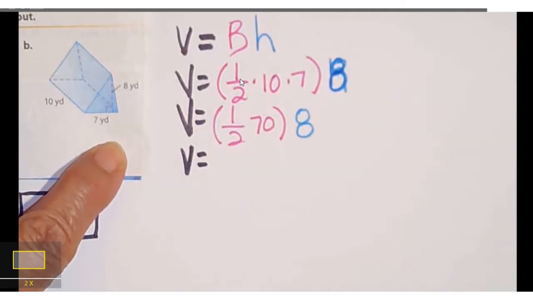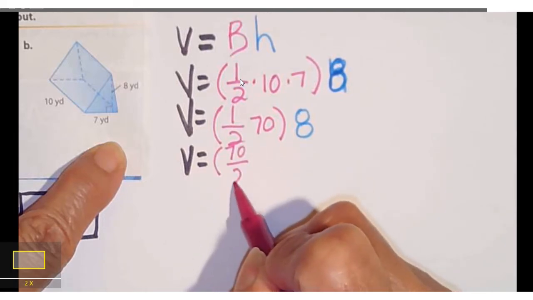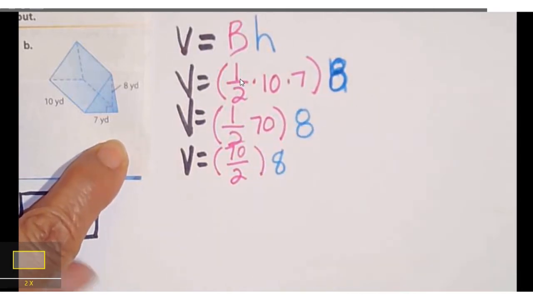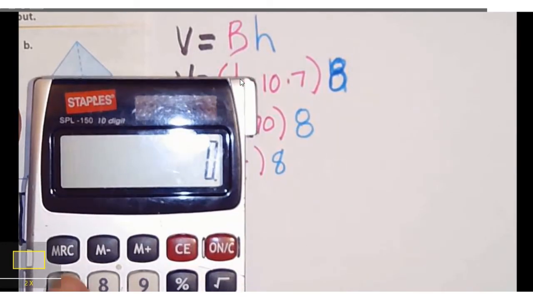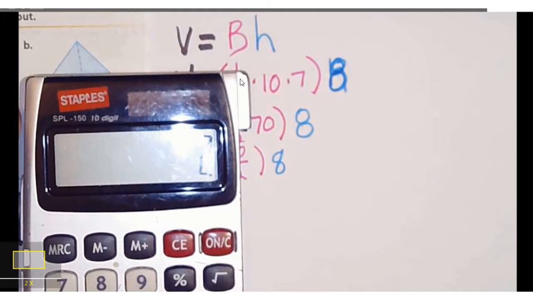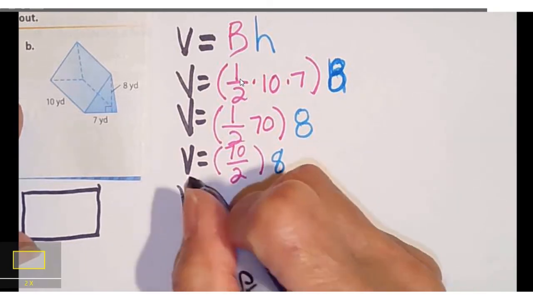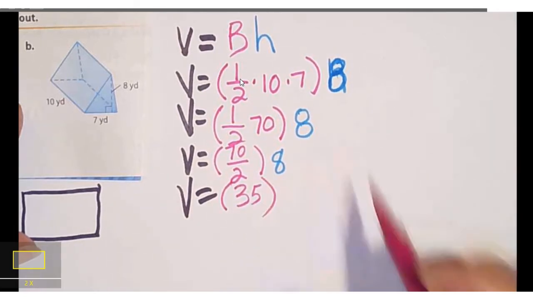Volume equals 70 over 2. And the 8 is on the outside. There we go. So now 70, using my calculator, divided by 2, 70 divided by 2 equals 35. So we have 35, volume equals, parentheses, 35 times 8.